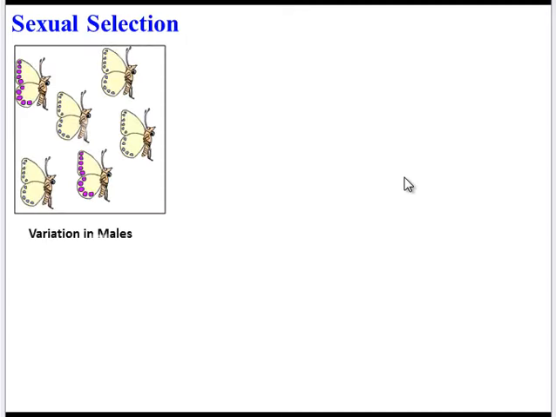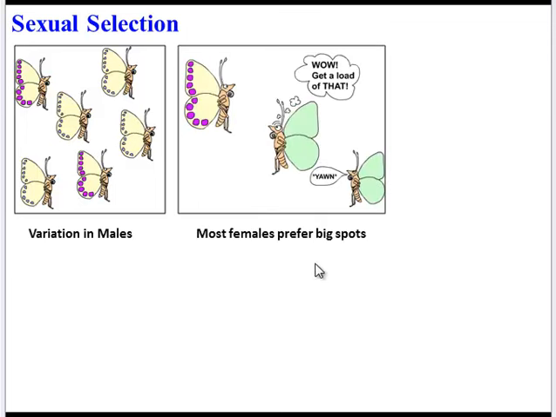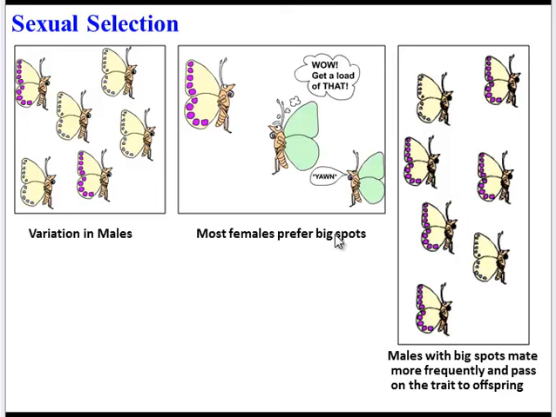Finally, we have a special type of natural selection known as sexual selection. And in this case, we have individuals of one sex preferring a particular feature of the other sex. In this butterfly example, we've got females who really like their males with purple spots. And because of that, the purple spotted males reproduce more successfully, and over time, we're going to find more purple spotted males in the population.